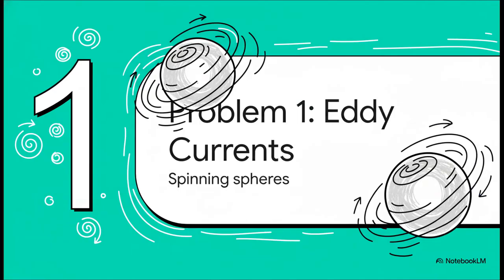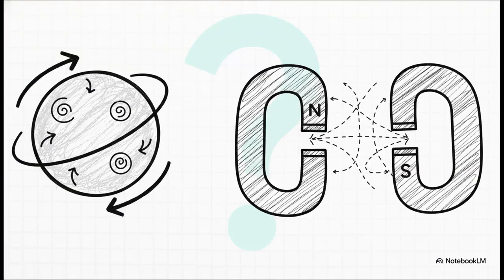Okay, first up, problem 1, eddy currents. This whole problem is framed around spinning spheres, which is a great way to help us visualize the unseen forces that get generated. So the whole question really just boils down to this. Picture it. You've got a solid metal ball and you start spinning it inside a magnetic field. You know, like between the north and south poles of 2 big magnets. What in the world happens inside that piece of metal?